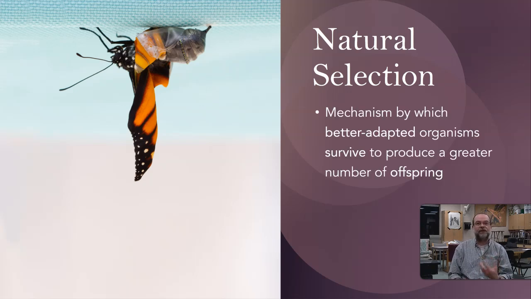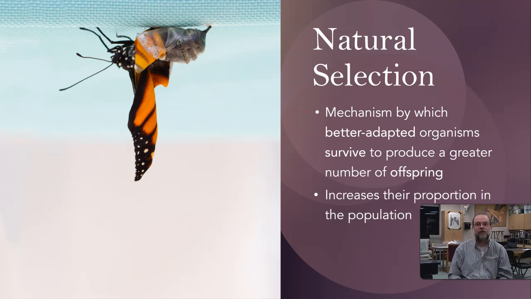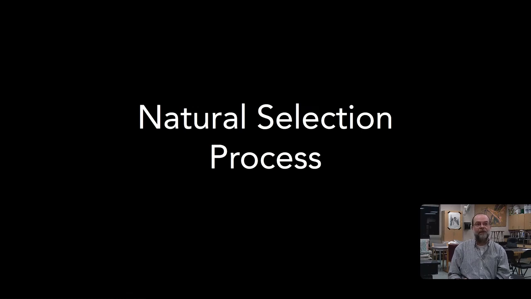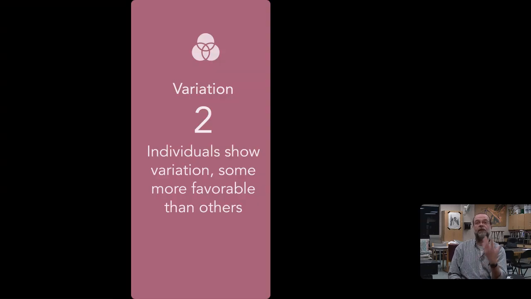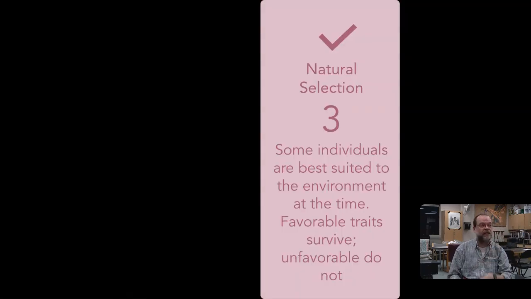So natural selection is how organisms survive to produce more offspring. What happens is basically a four-step process. There's an overproduction of offspring, because we know that many of those offspring will die. Secondly, there's variation due to sexual reproduction and due to mutations. Sometimes those variations are good, sometimes they're bad. We'll find out. Well, here's where we find out.